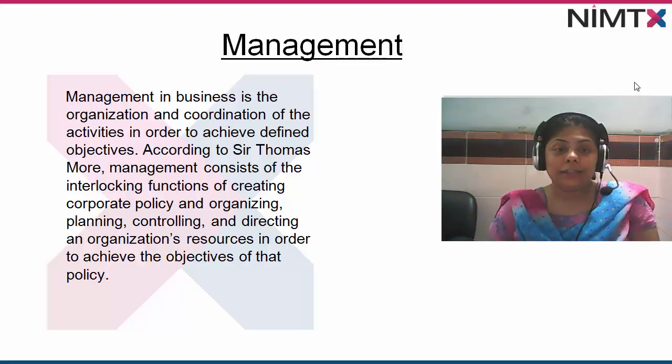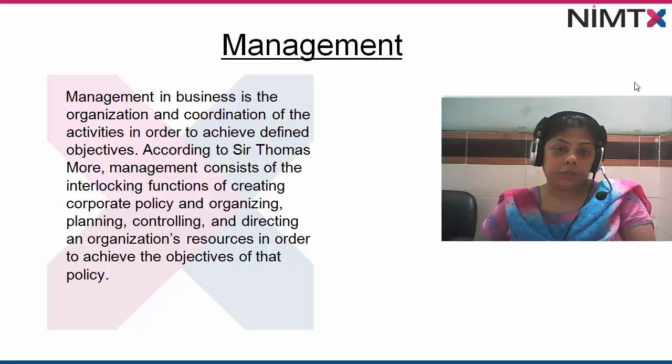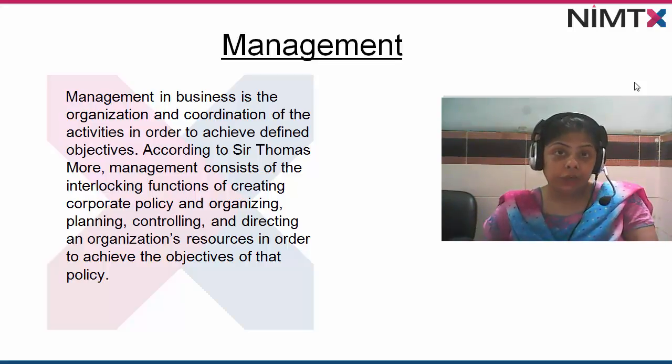So this is what management does. It's an interlocking function. Interlocking as in coordinating, communicating, interlocking functions. So what do they do? They create corporate policy, the rules and regulations, they organize it, they plan it, they control it, and they direct an organization's resources in order to achieve the objectives.